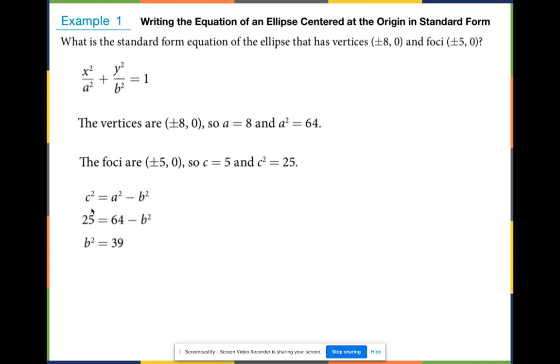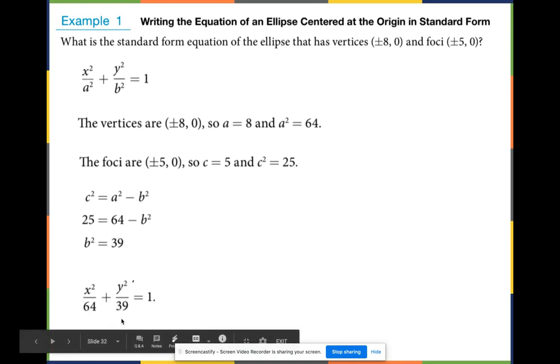So we use this formula, c squared equals a squared minus b squared. We know c squared, we know a squared. We solve for b squared, it's 39. So our final equation is x squared over 64 plus y squared over 39 equals 1. We just needed to know a squared and b squared. We used c squared, but it doesn't show up in our equation anywhere.